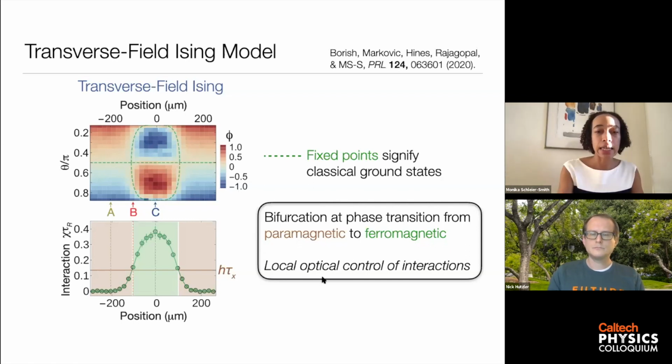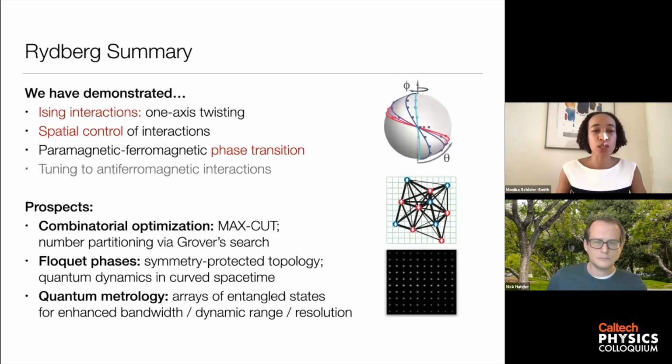So I think this is a nice illustration of local control of interactions, taking advantage of light, where one has, in this particular case, an unusual system where part of it is in one phase and part of it is in another. But that's just the starting point for applying this combination of Ising interactions and the transverse field and the ability to control these properties dynamically in a number of different directions.